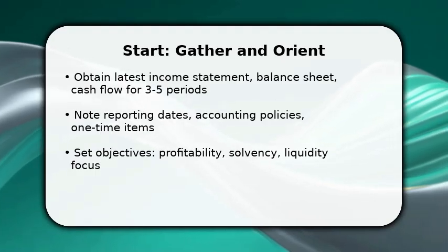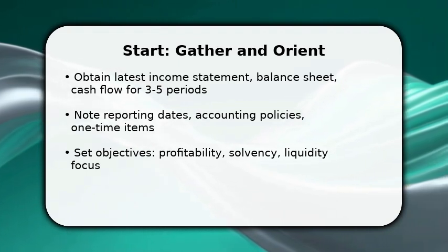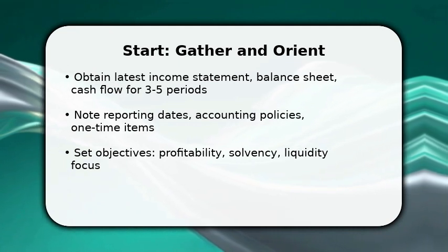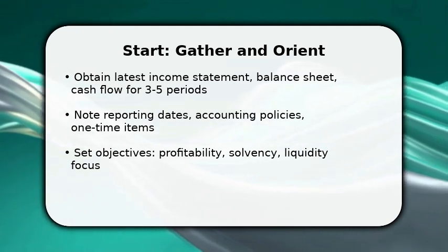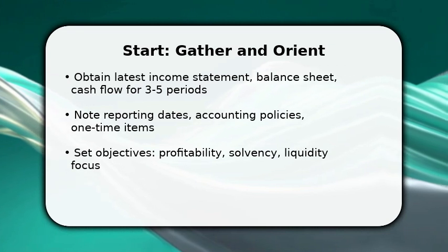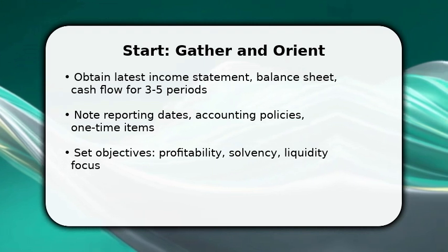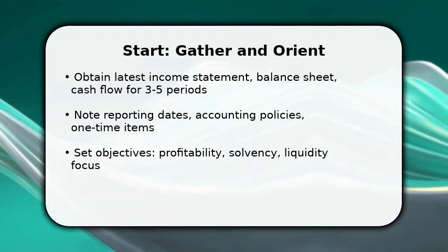You begin by collecting the income statement, balance sheet, and cash flow for at least 3 periods. This gives trend context. Once collected, scan notes and accounting policies to spot one-time items that distort comparatives. Make sure to mark your objective. Are you testing profitability, liquidity, or solvency?